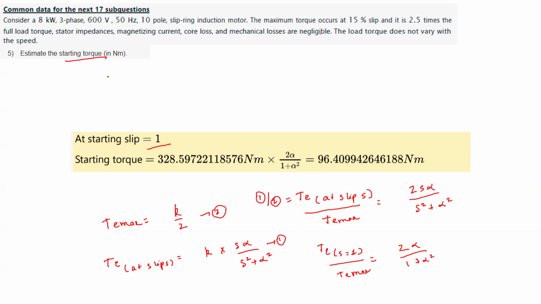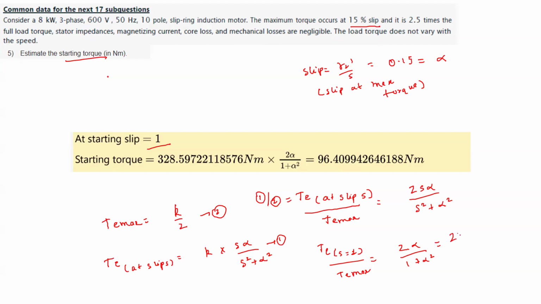Where what is alpha? We know that the slip at which the maximum torque occurs is R2 dash by X, the slip at maximum torque, which is given in the question as 15%, 0.15. This is also equal to alpha. You can see the derivation. People who have come late, you can see that in the derivation, this alpha has been considered as R2 dash by X only. So in the question, when they gave you that maximum torque occurs at 15% slip, they have given you the value of alpha.